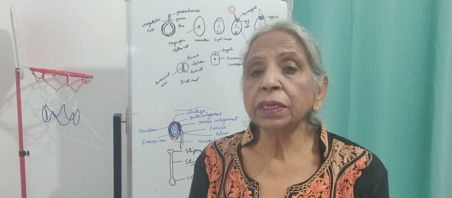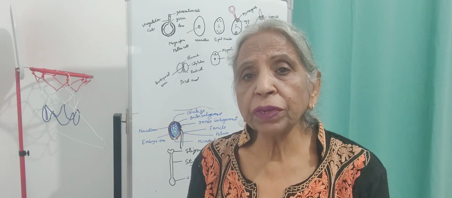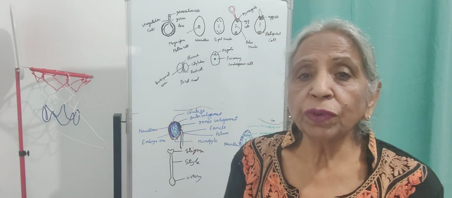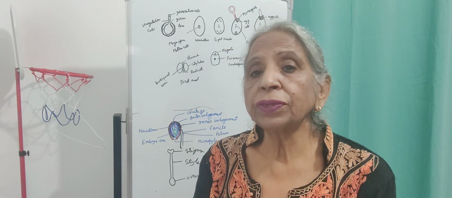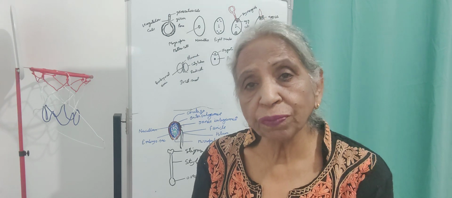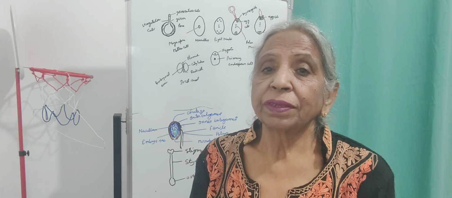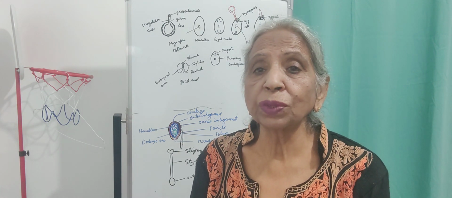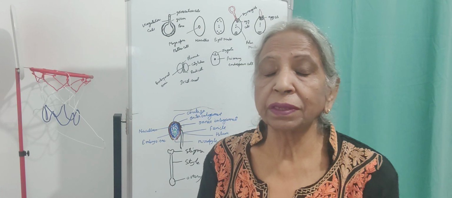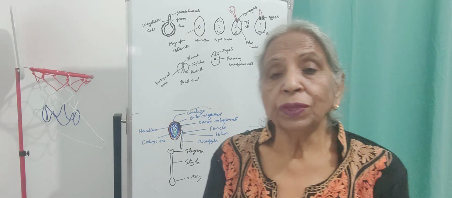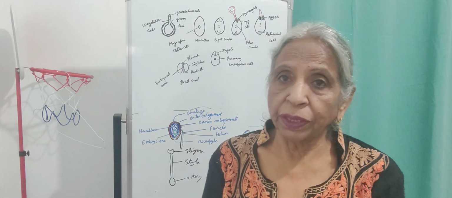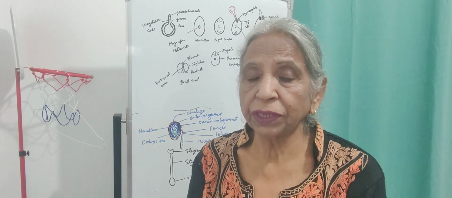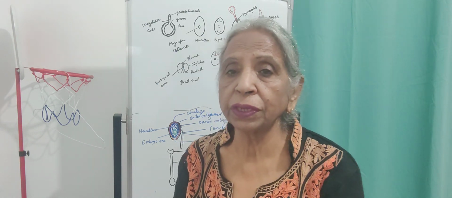geitonogamy, and xenogamy. Autogamy is when the pollen grains of one flower are transferred to the stigma of the pistil of the same flower. There is no difference in genetic combination; it is pure breeding. So that is called autogamy, also called self-pollination.